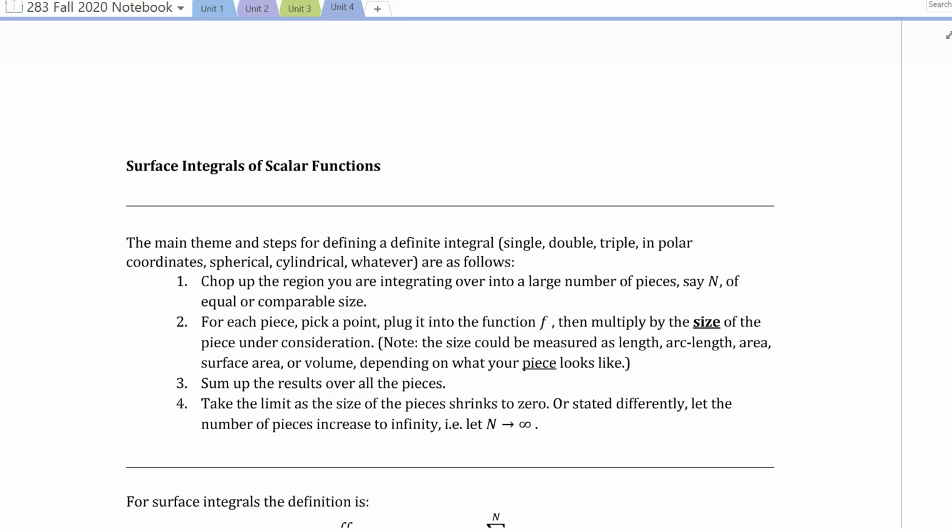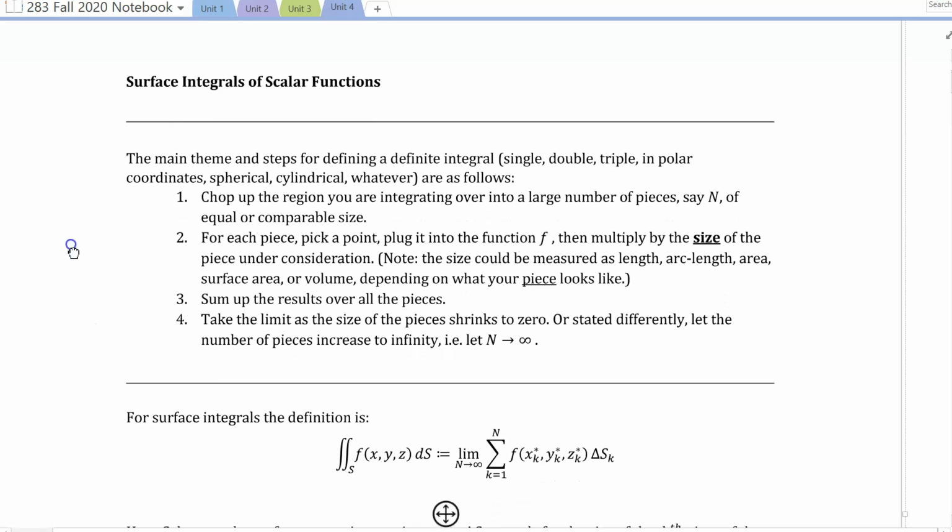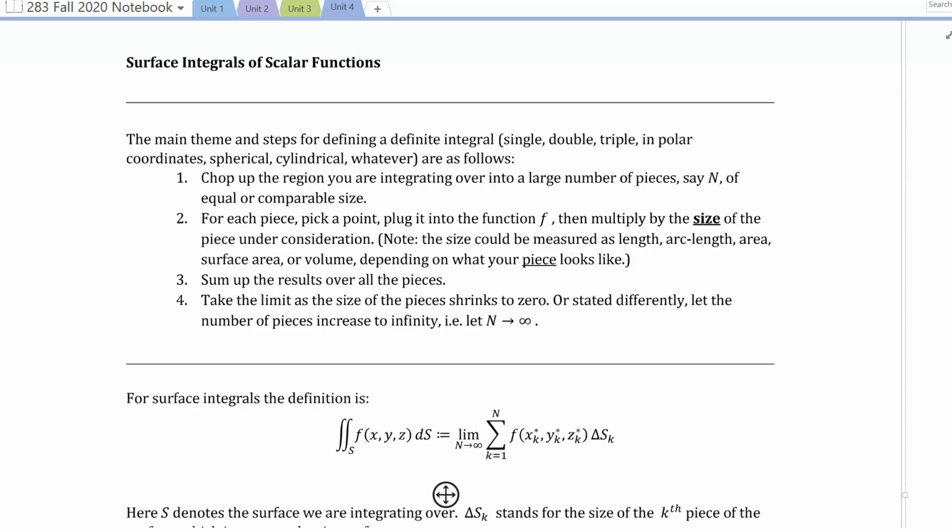Take that result, add them up for all the pieces over the region, and then take the limit as the size of the pieces shrink to 0. Or stated differently, the number of pieces increases to infinity. Alright, so that's how we write down a definite integral in terms of Riemann sums and the limit of Riemann sums. For surface integrals, it's going to mean the following.